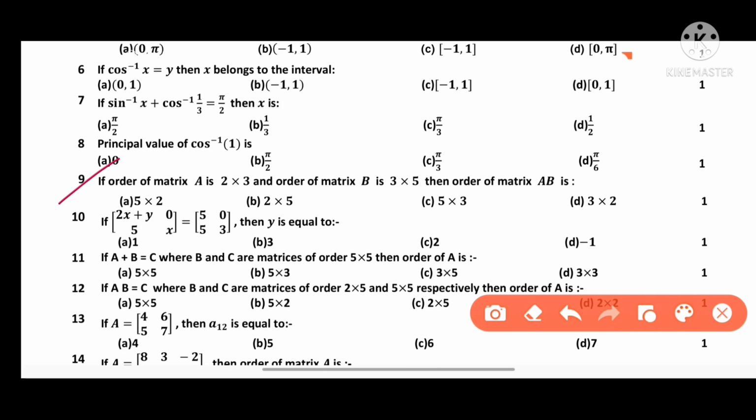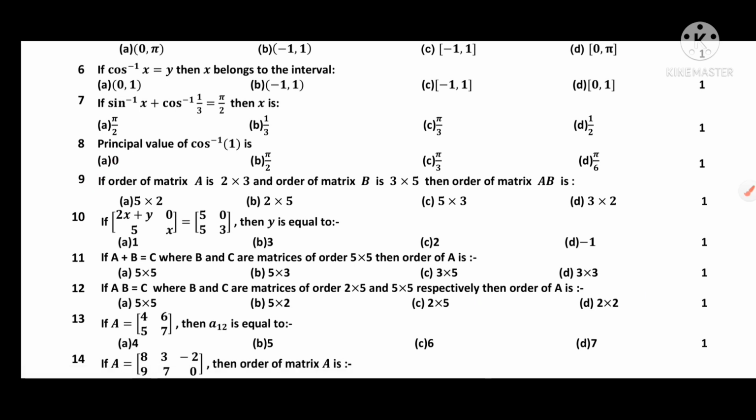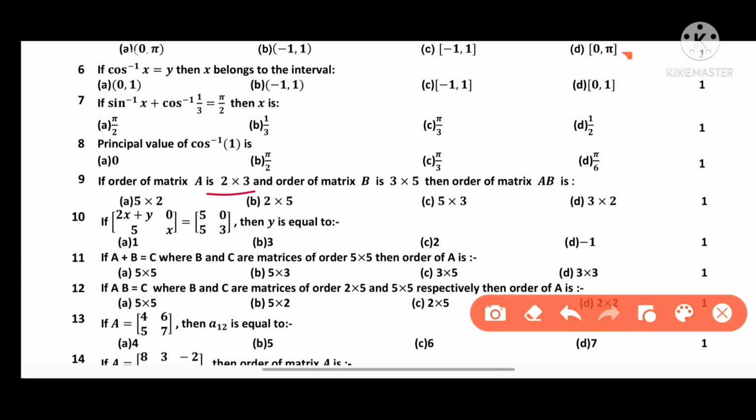Matrices. If the order of matrix A is 2 by 3 and the order of matrix B is 3 by 5, then the order of AB. It is very simple. The order of AB is 2 by 3 and 3 by 5. So the order of AB is equal to 2 by 5. So the answer is B option.